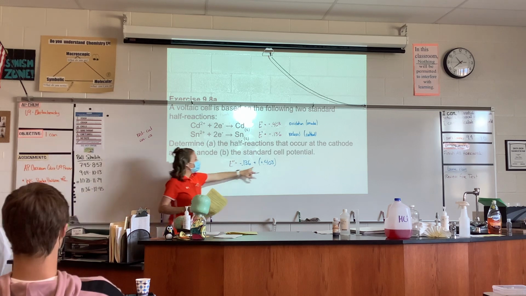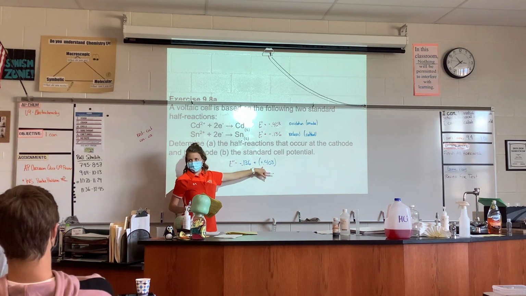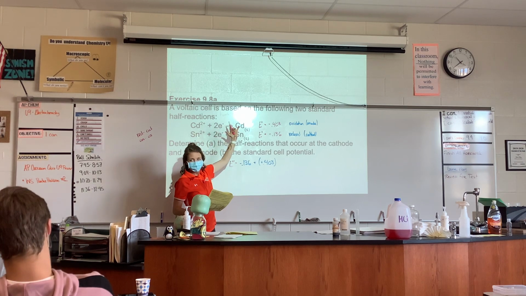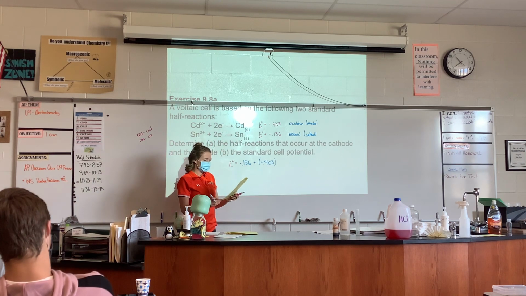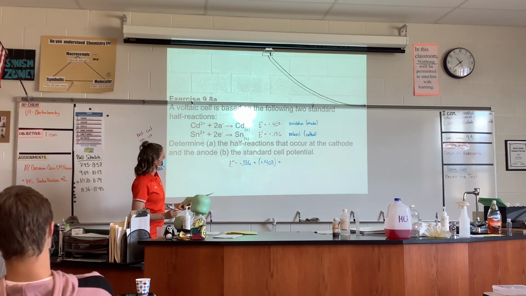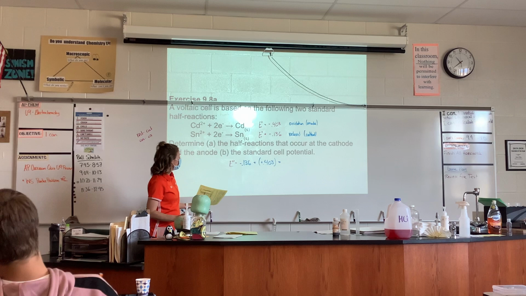Okay, so we flip the sign of the thing that's being oxidized because that means the equation is going the other direction. And so then we just add them together to get the overall voltage. Which is... Somebody's got that. What would that be?